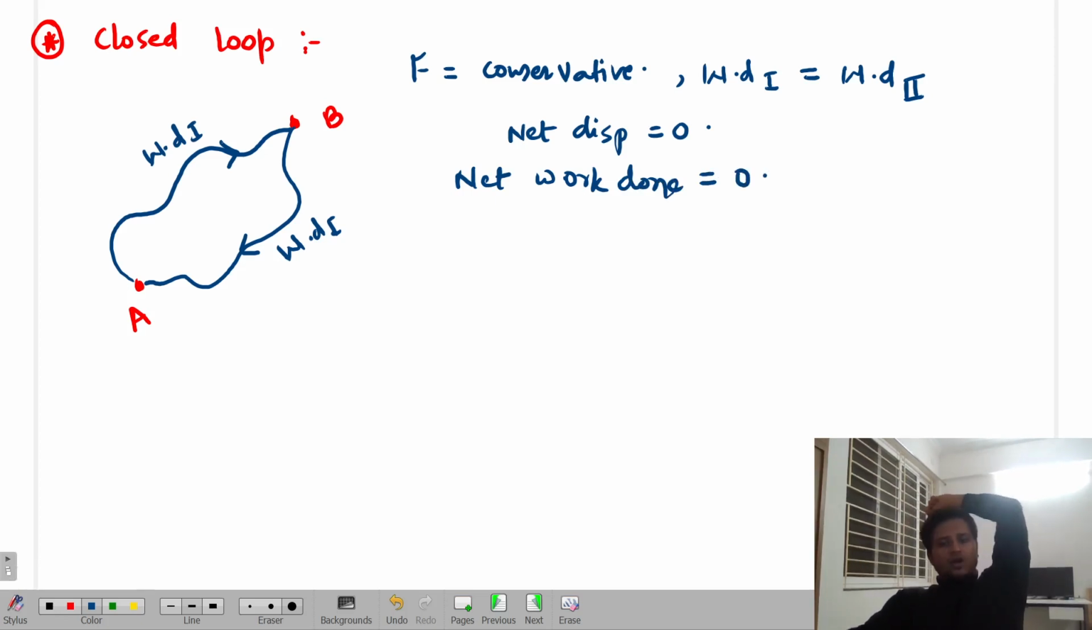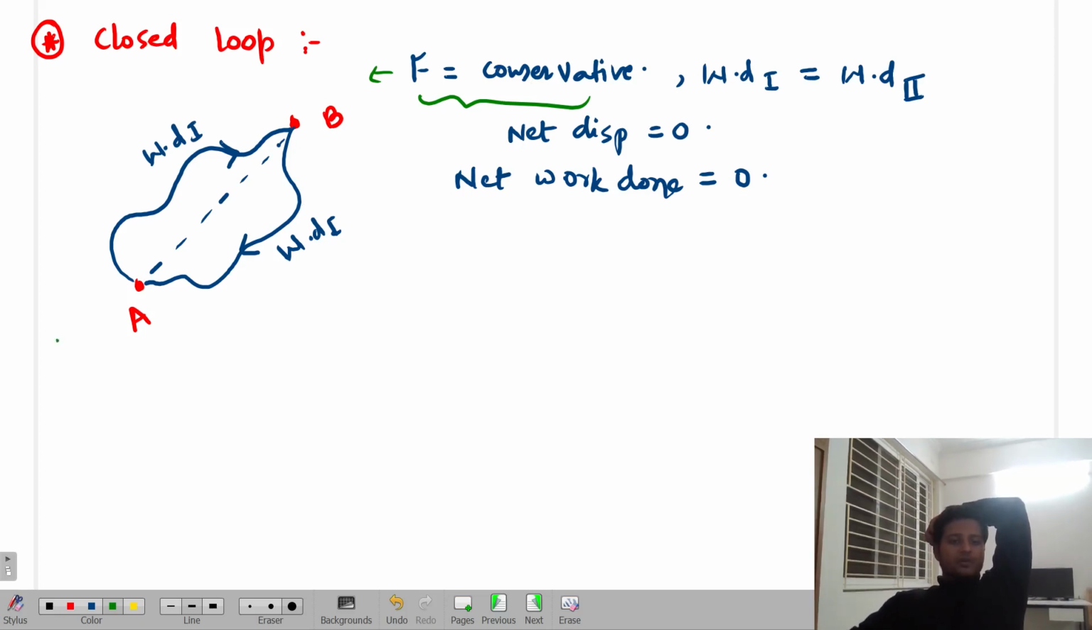Net work done will become how much? Zero. Means what is happening? As we know, for any kind of conservative force, the work done is independent of what? Path. Yes, for any kind of conservative force the work done is independent of path. Are you able to get me or not? It only depends upon what? Initial point and final point.